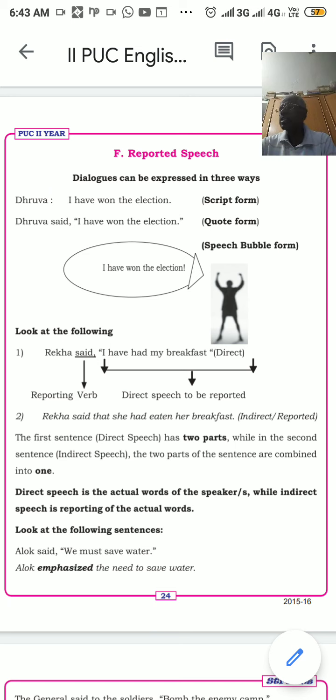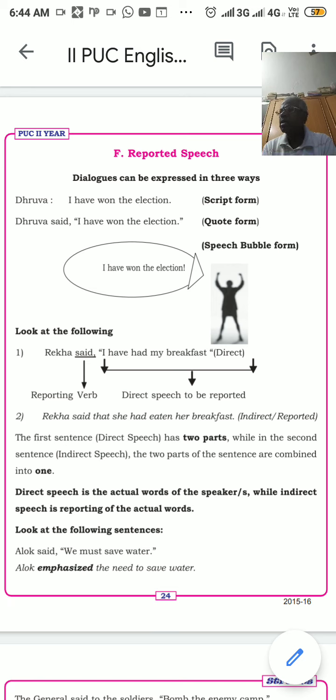Then, there is an exception to this. When the reporting verb is in the present or the future tense, the tense of the direct speech is not changed. I hope you are taking down the rules. When the reporting verb means the first verb, like "Raju said." Suppose Raju says, then it is present tense. Raju will say, then it is future tense. In both cases, the tense of the direct speech inside will not be changed. Only when the reporting verb is in the past tense, we change.